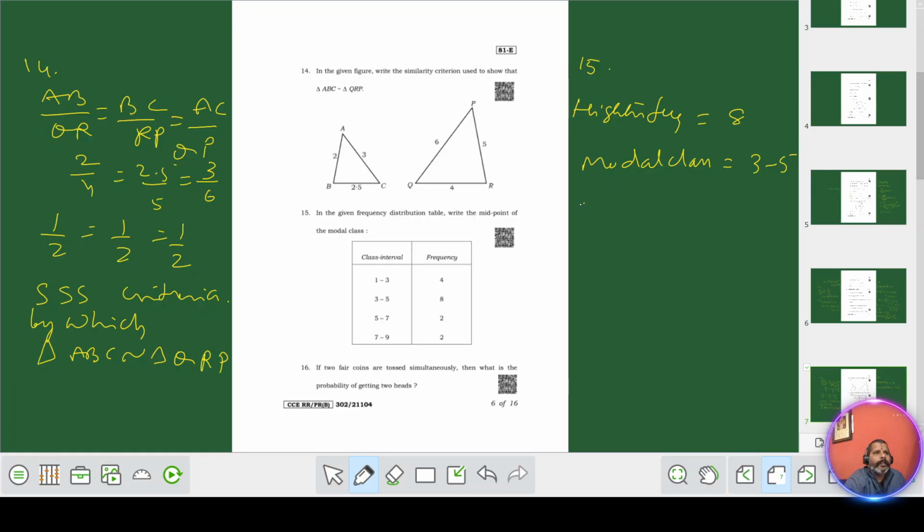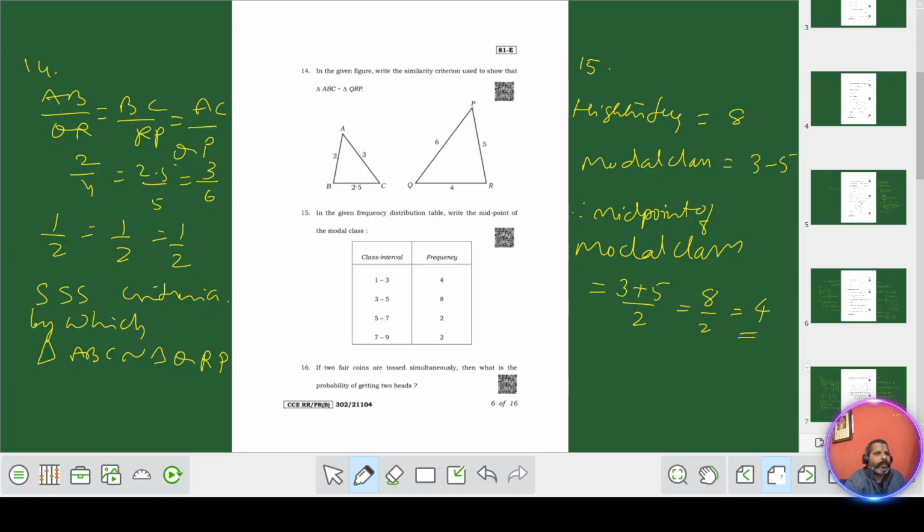What is the midpoint? Therefore, midpoint of modal class. Midpoint of any class interval can be found by adding the class limits and dividing by 2. That is lower class limit plus upper class limit by 2, 8 by 2, 4. 4 is the midpoint.